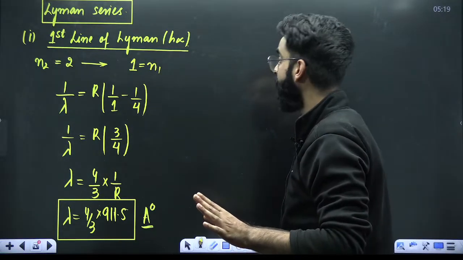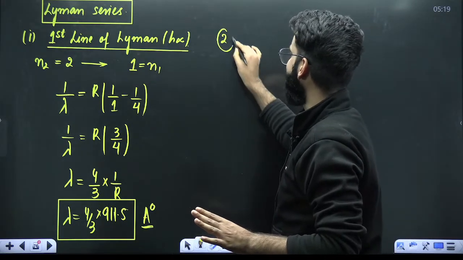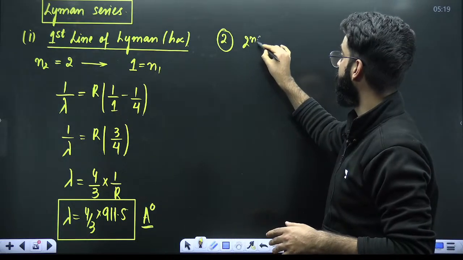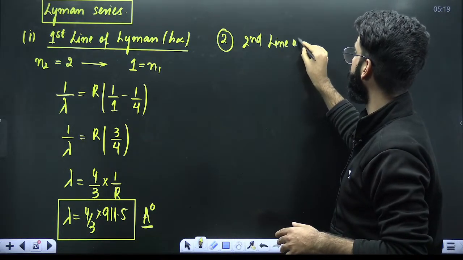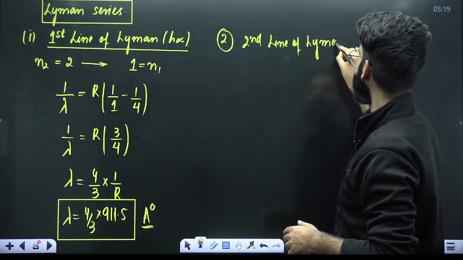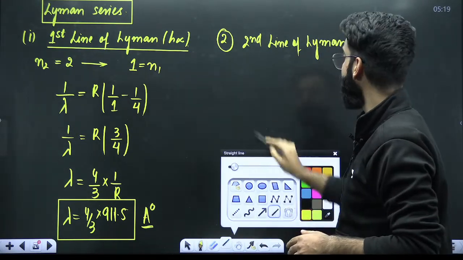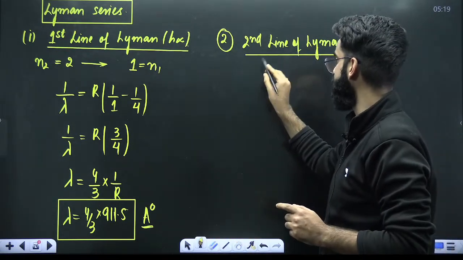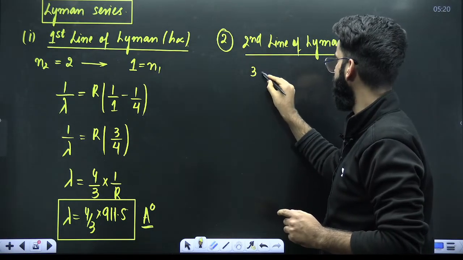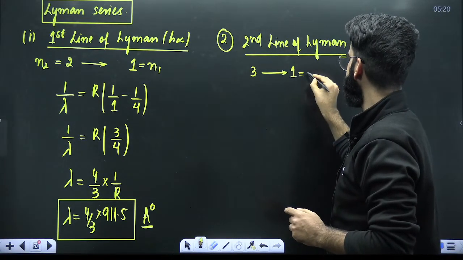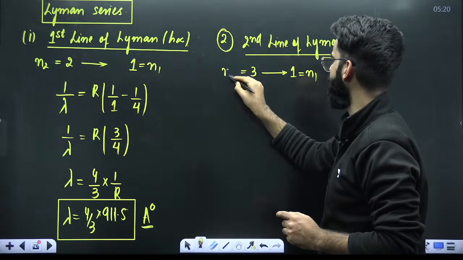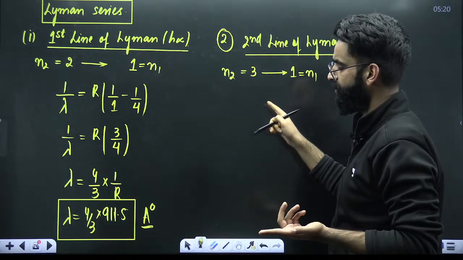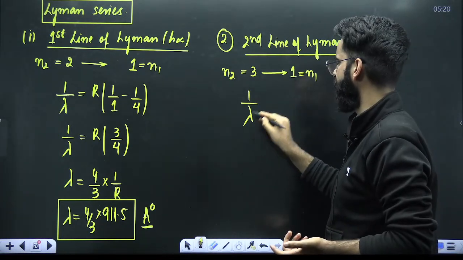If I talk about the second line of Lyman, you should be able to solve it again. In the second line of Lyman series, what exactly happens? The electron makes a transition from 3 to 1. Now, this is the lower energy state, n1. This is the higher energy state, n2. When the electron makes a transition from 3 to 1, again it's going to emit radiation which will have some wavelength. Let's calculate the wavelength.